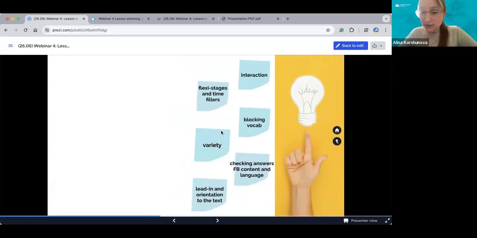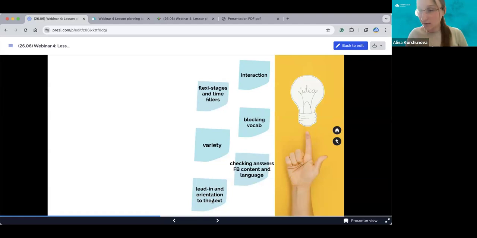Of course, think about lead-in and orientation to the text. Actually, that's something that we tend to skip. We usually give a lead-in to set the context, to activate students' schemata about the topic, what they already know about the topic, and then we ask them to read the text. But before you ask them to read the text, introduce this text to your learners. Say something like, guys, now you're going to listen to the dialogue between two friends, and show these friends. This is Jane and this is Patrick. You will be listening to the dialogue between them.